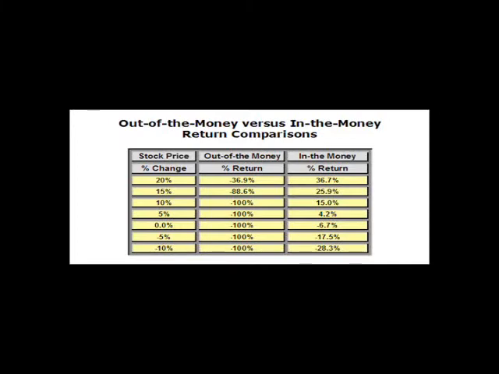An in-the-money option does not require a large upward price move in the underlying stock to break even or to produce a profit, and has a much higher probability of success.